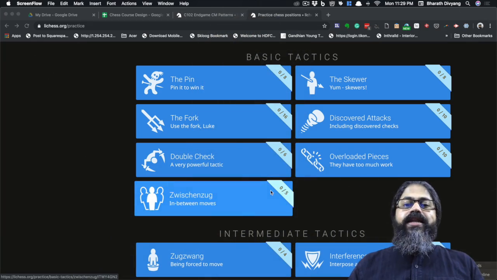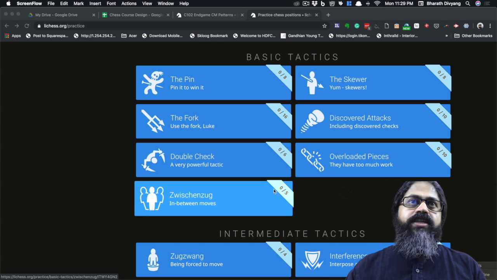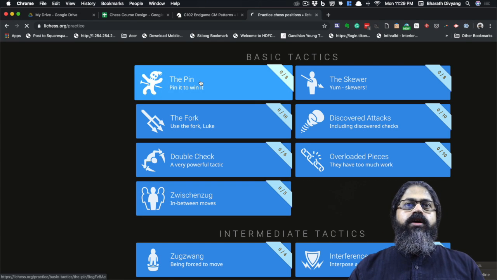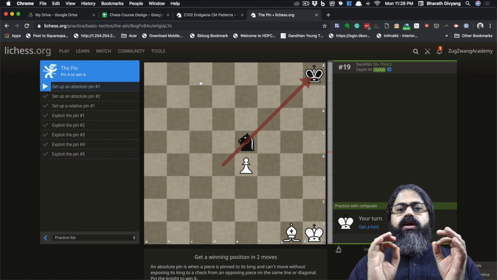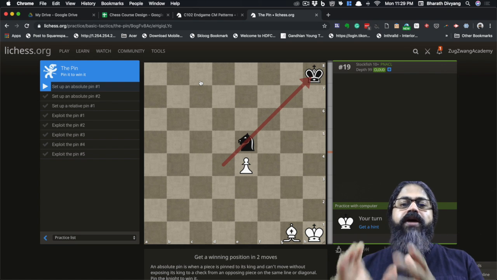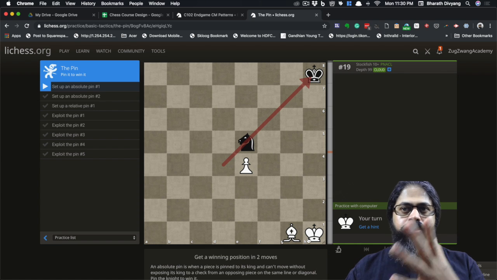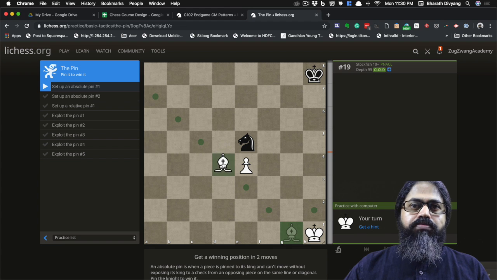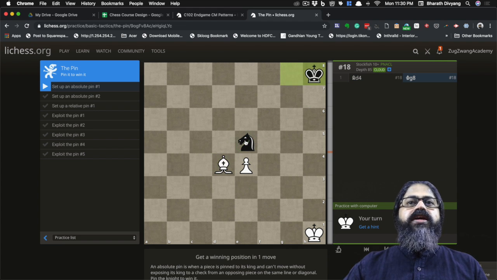So let's begin this journey of understanding tactics with our first tactic, which is called the pin. Now, pin is nothing but being able to incapacitate a piece because of the rule of chess. For example, in this given position, when the bishop moves to d4, it ends up pinning the knight.